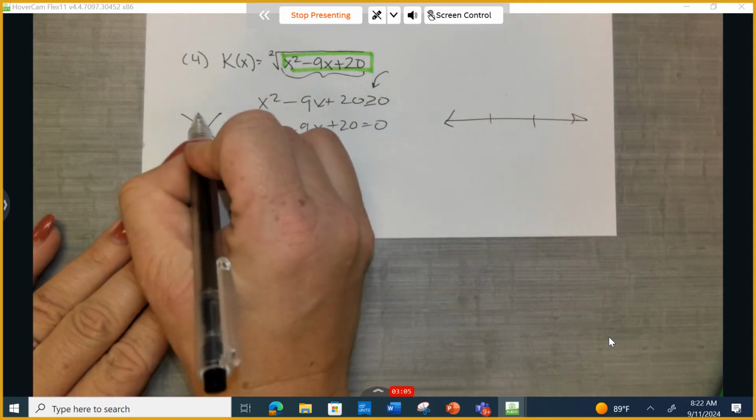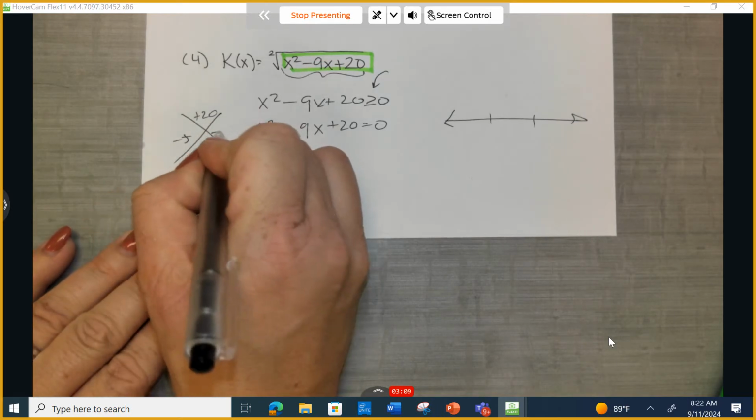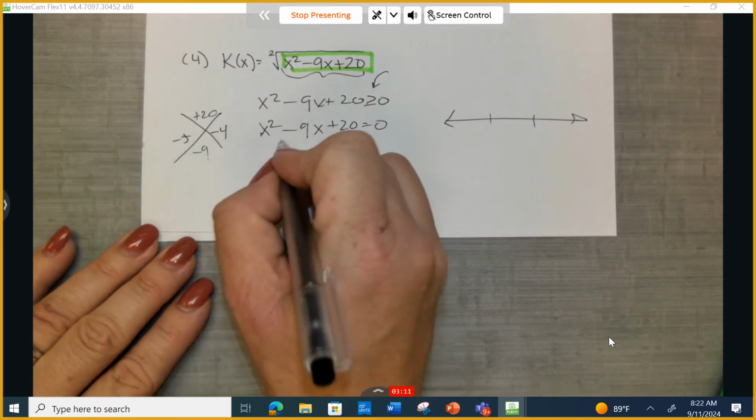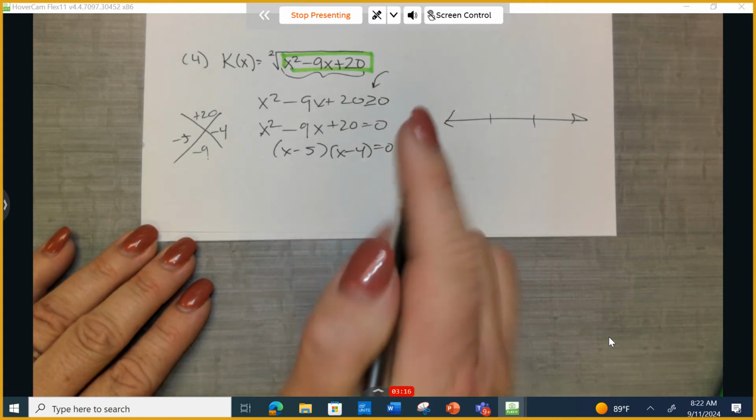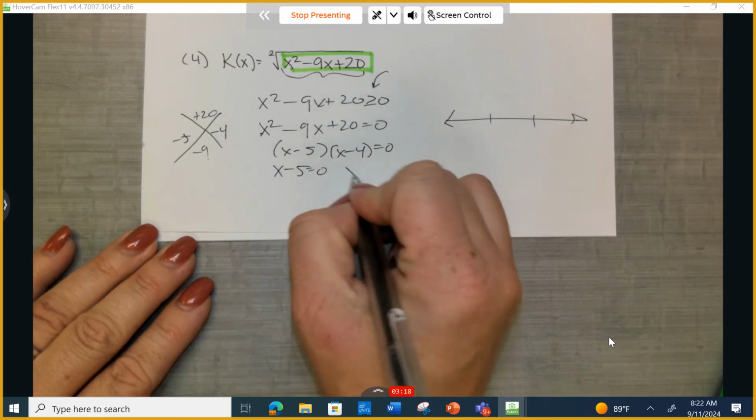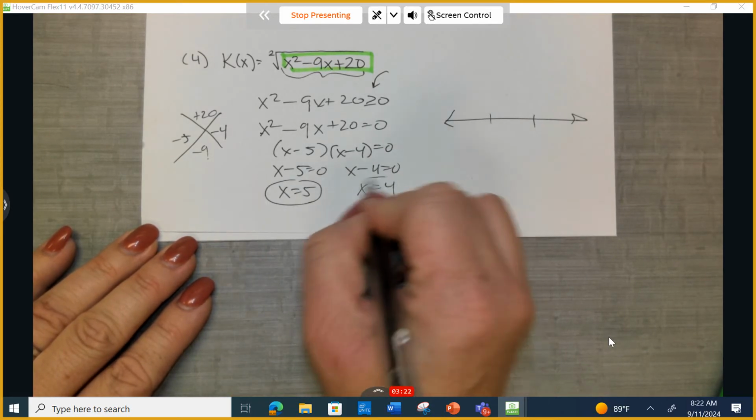What multiplies to equal positive 20 and combines to equal negative 9? That'd be negative 5 and negative 4. Okay, x minus 5, x minus 4. I'm going to take each one of those factors, set it equal to 0 and solve. X equals 5 is one, x equals 4 is the other.